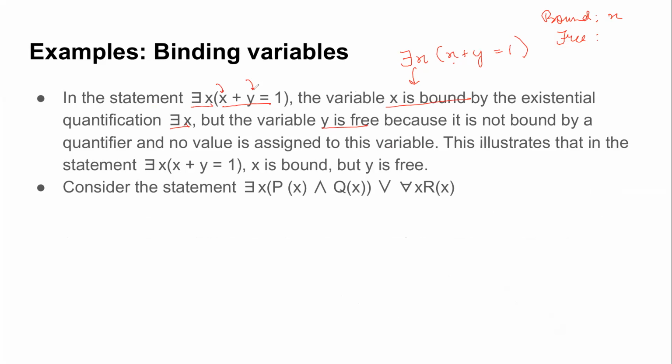Now similarly, tell me in this context, there exists an x such that p of x, and q of x, then you take its or with for all x r of x. Okay, what are the free variables, what are the bound variables? Okay, so you can see the scope of there exists x, and for all x. Before you tell me what are free and bound, tell me what is the scope of there exists x? What is its scope?